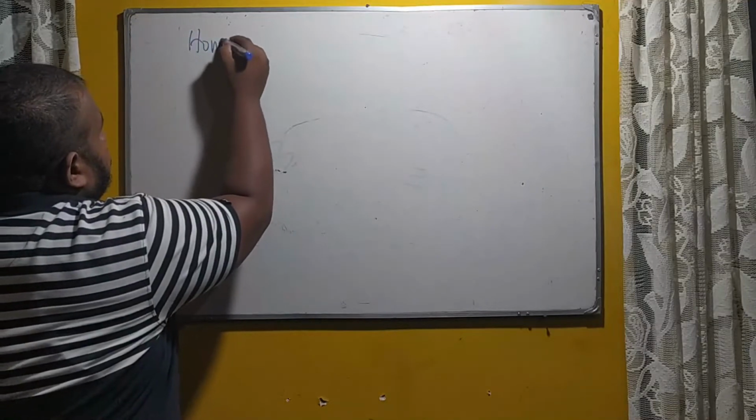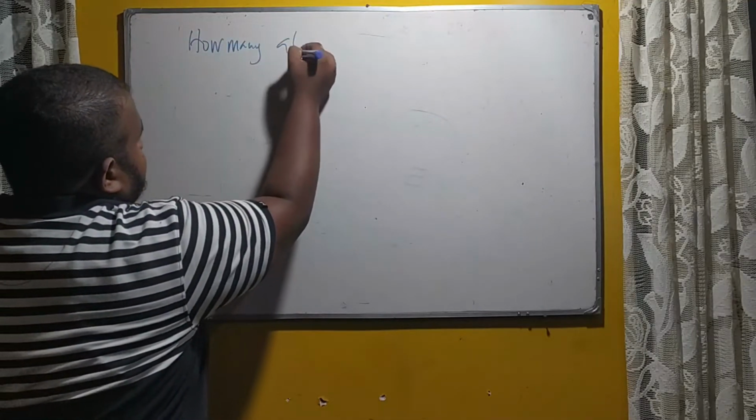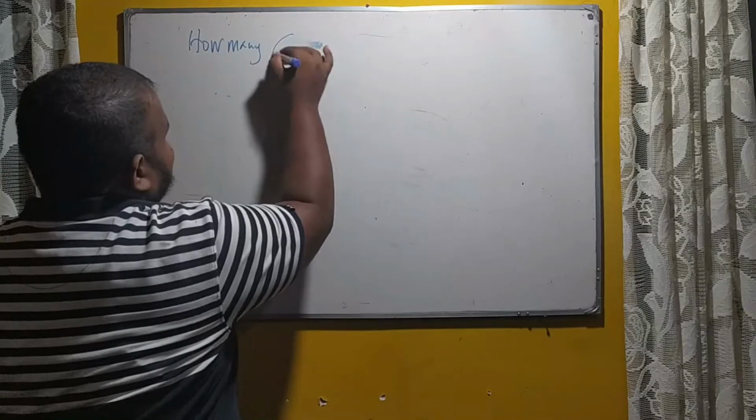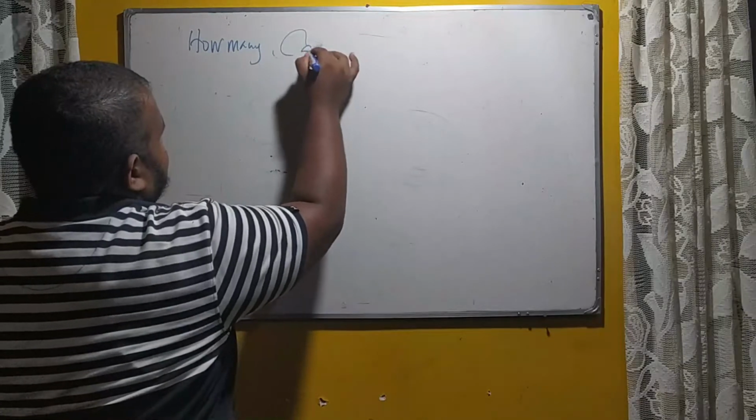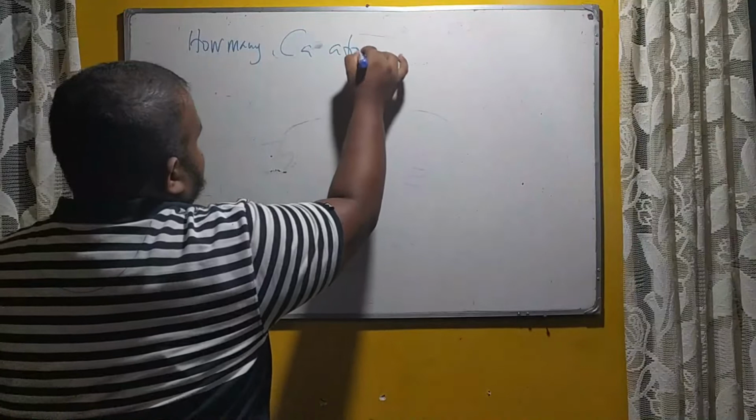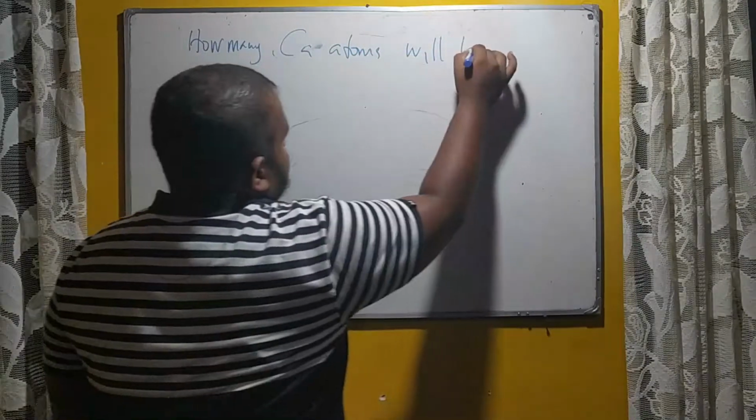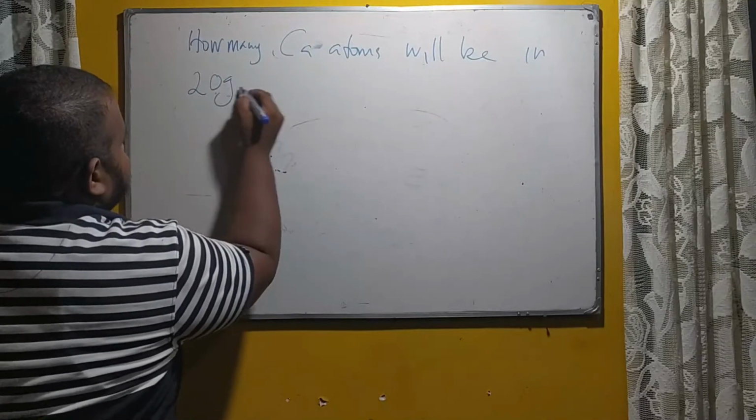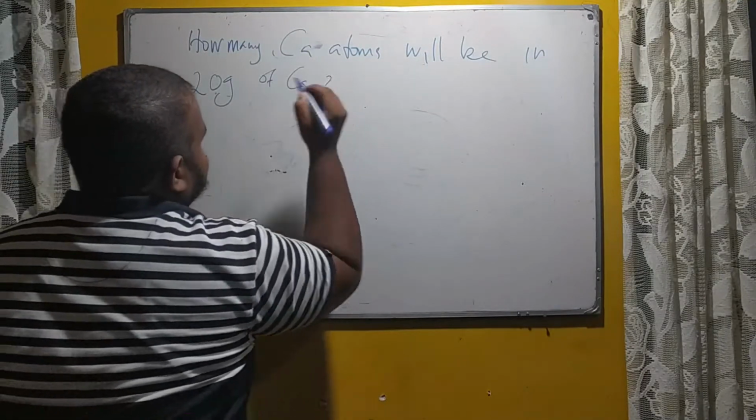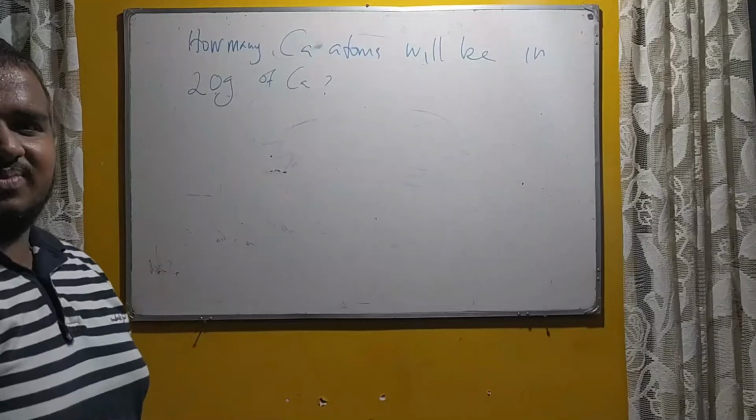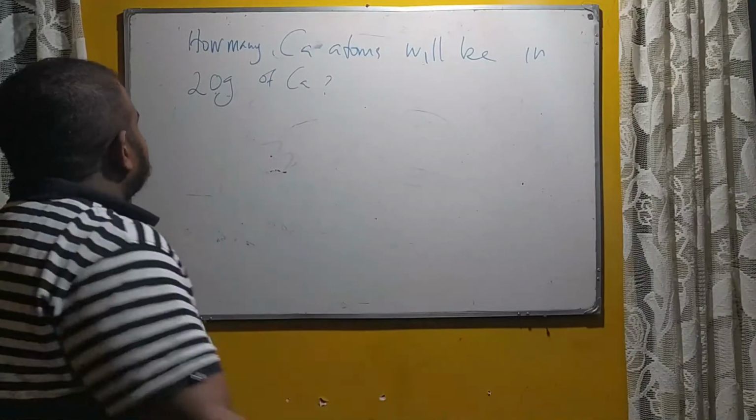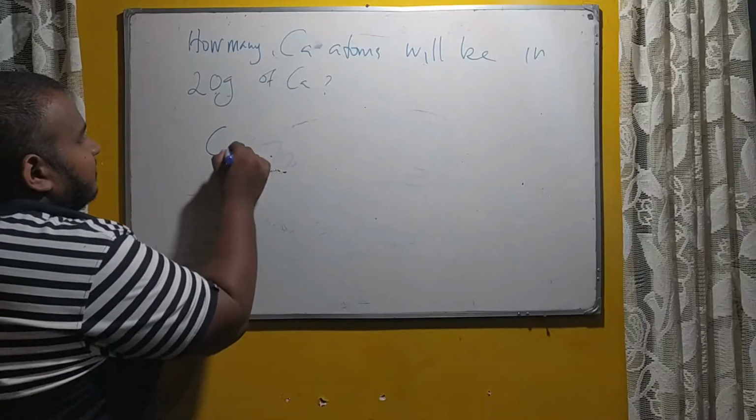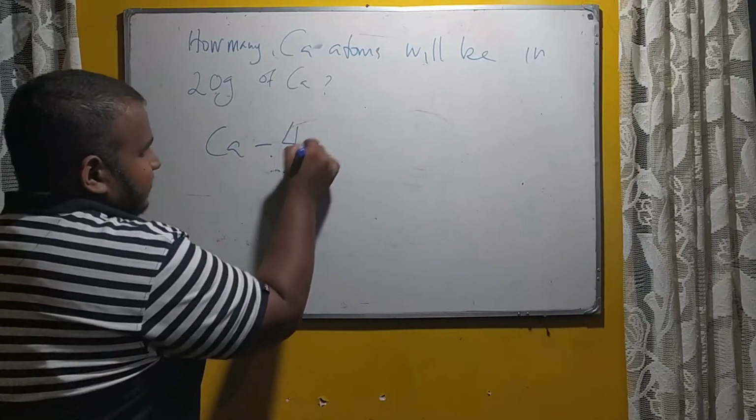How many calcium atoms will be in 20 grams of calcium? So come on, students. Calcium, the relative atomic mass is 40. We all know that.